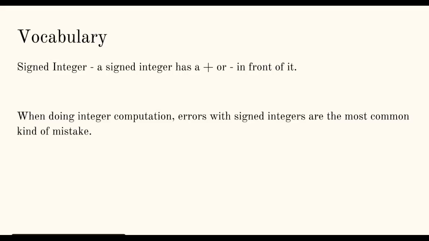A signed integer either has a plus sign in front of it for the positive or a negative sign in front of it when doing the negative. When doing integer computations, errors with signed integers are the most common kind of mistake. What we're going to do next is we'll get into some of the rules.